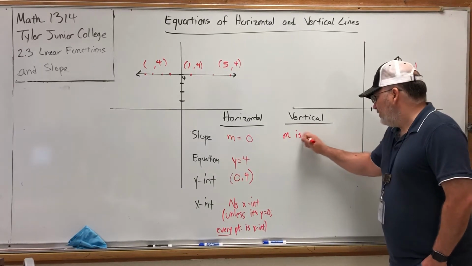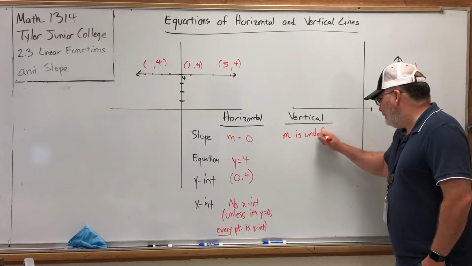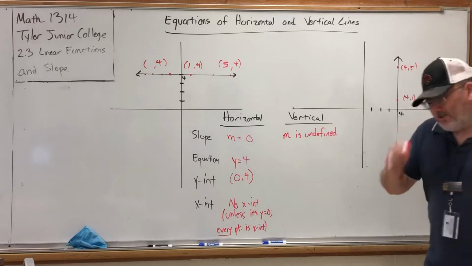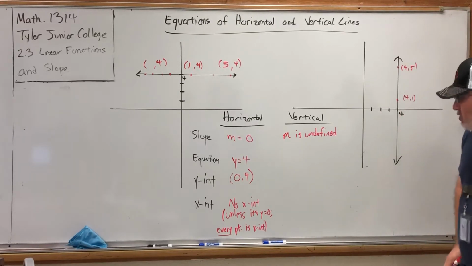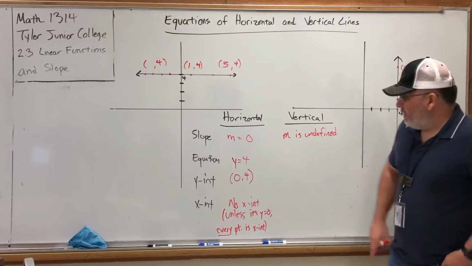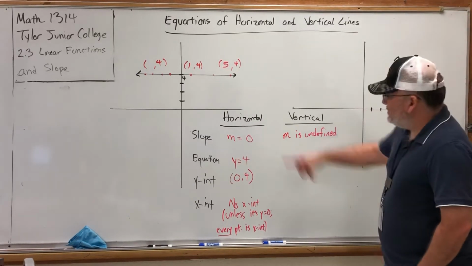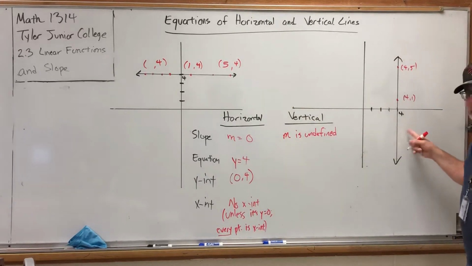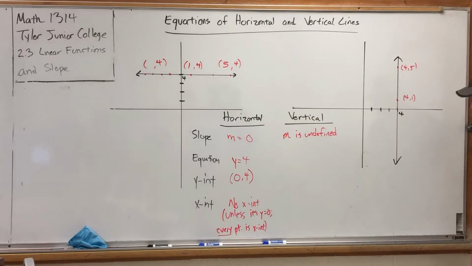The slope is undefined. Just a reminder, I do not prefer to say that it has no slope, because although that is technically correct, it is too easy to confuse the phrase "has no slope" with a slope of 0. This line has a slope, it's 0. This line technically doesn't have a slope, so we'll say its slope is undefined.